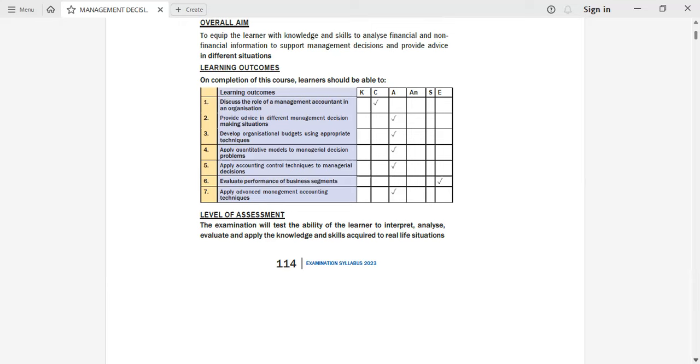So what that calls for is that the mode of answering questions should also try to bring out real life examples, where students should try to relate the case or the scenario in the question to real life companies, especially in Uganda, to be able to score more marks.